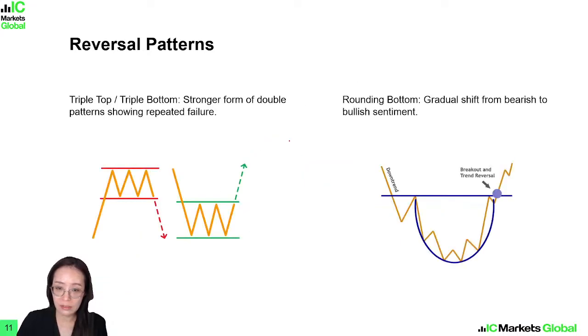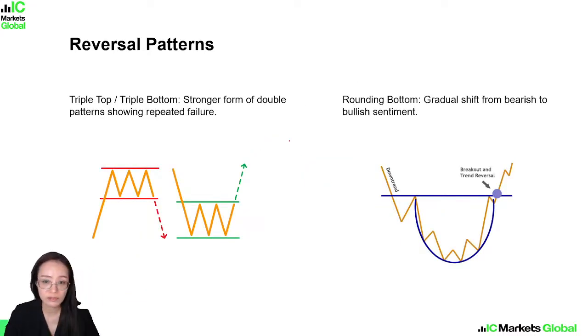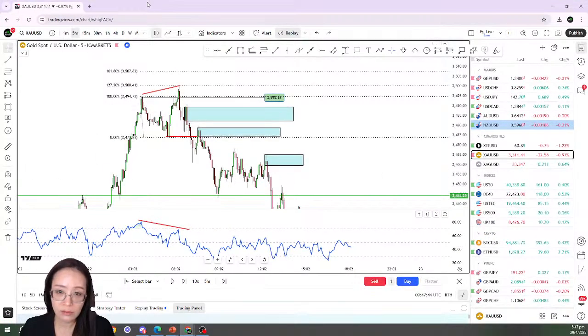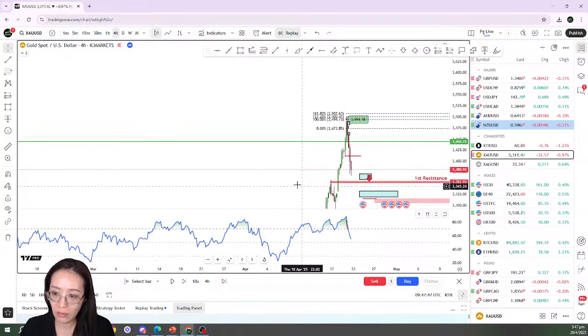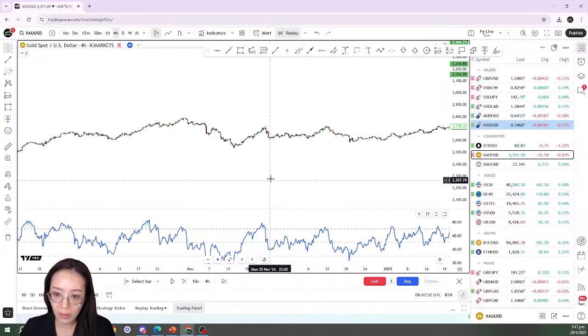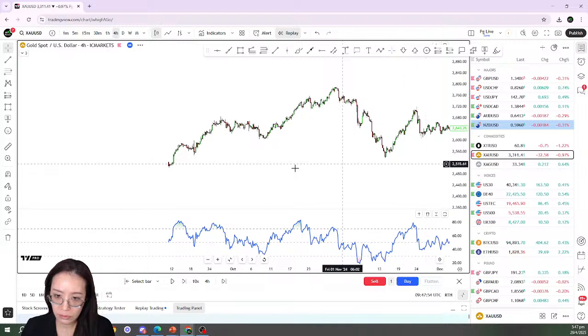The other one is another reversal pattern, triple top or triple bottom, a stronger form of the double pattern showing repeated failure. Or this is like a rounding bottom, or you can just say cup and handle. For triple top or triple bottom, I think I saw that in gold quite a long time ago. It happened at the support level, triple.